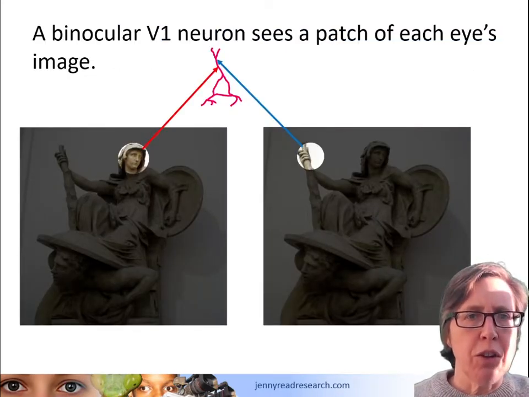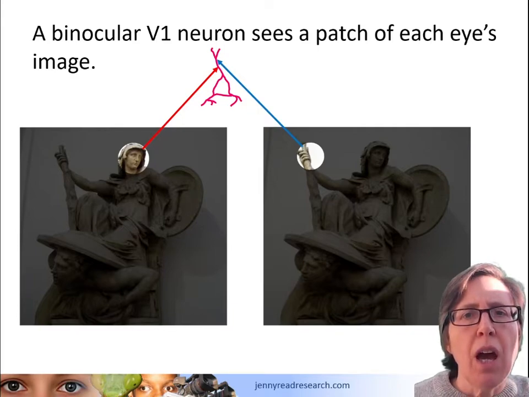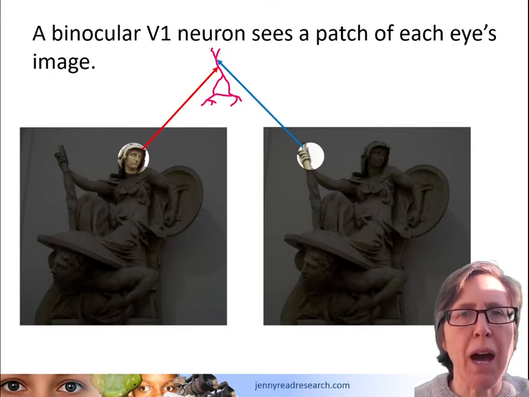So if you have a neuron that's binocular, so by definition it has a receptive field in both eyes, that's why it's called binocular, the receptive fields of V1 neurons are pretty small, so it's only seeing a little patch of each eye's image.